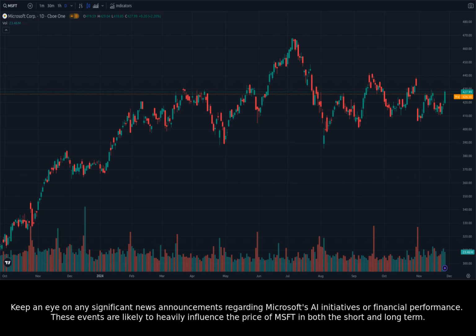Keep an eye on any significant news announcements regarding Microsoft's AI initiatives or financial performance. These events are likely to heavily influence the price of Microsoft in both the short and long term.